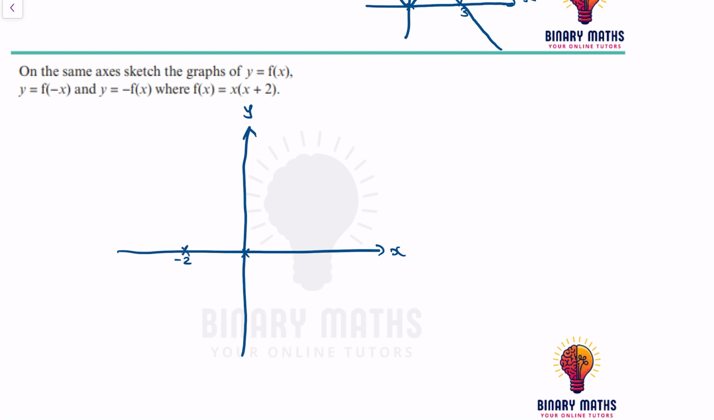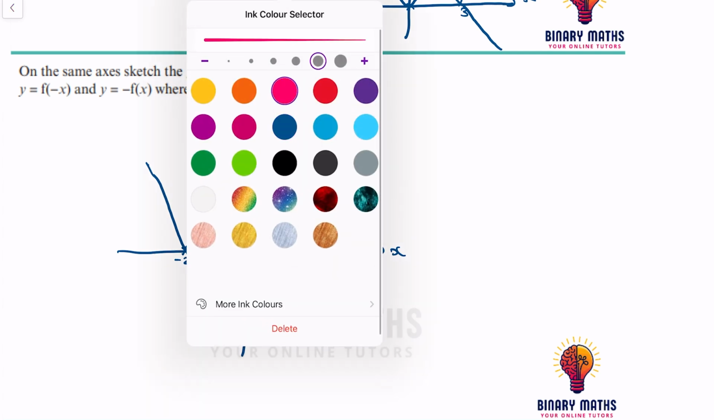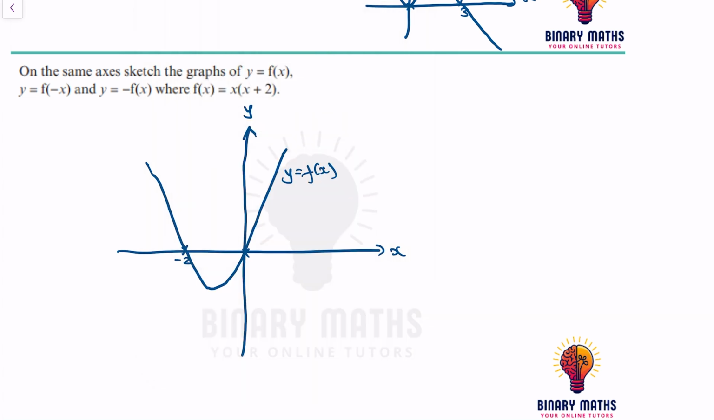So quadratic, it's a positive parabola because it's a positive quadratic. This is y is equal to f of x. Let's change color. f of minus x is a reflection. The x values are changing, so it's a reflection in the y-axis.